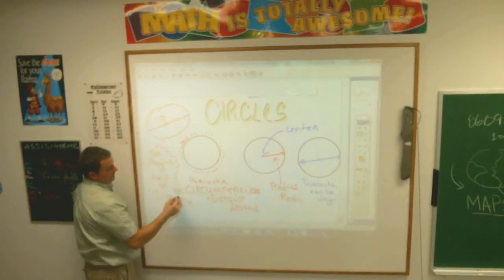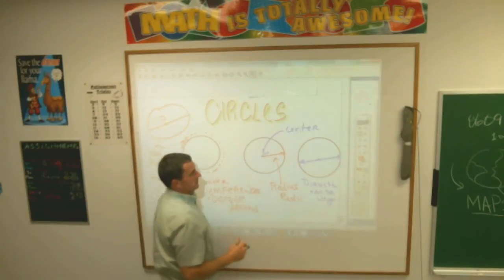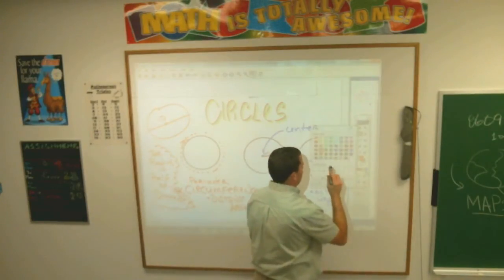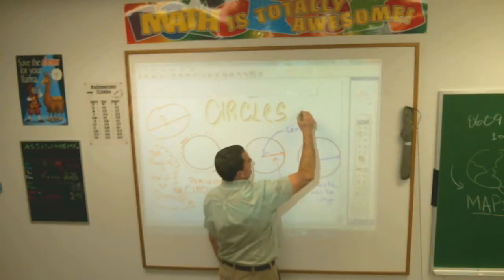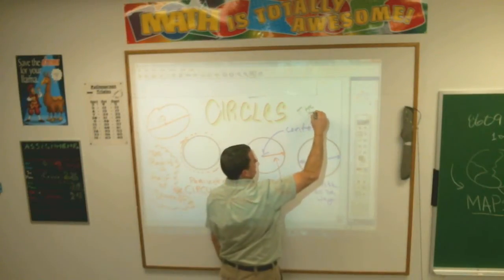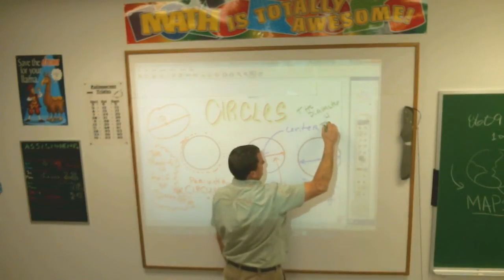Or another way to say that, flipping that around, the diameter is what of the radius? No, the diameter is not half the radius. Yeah, the diameter is twice the radius.